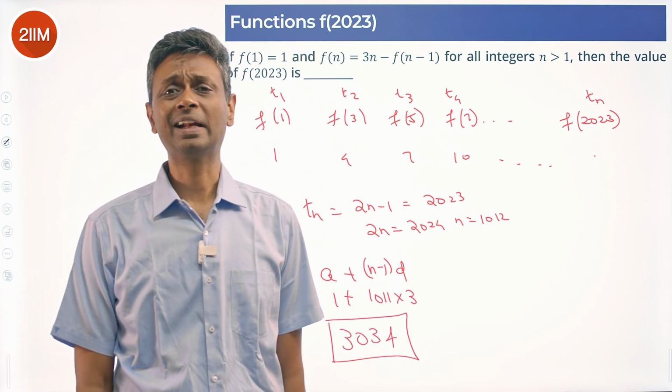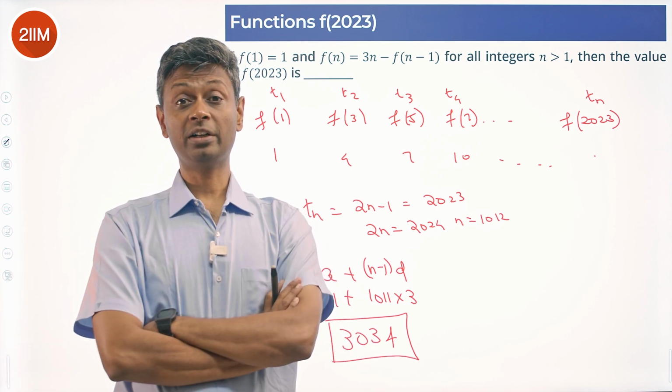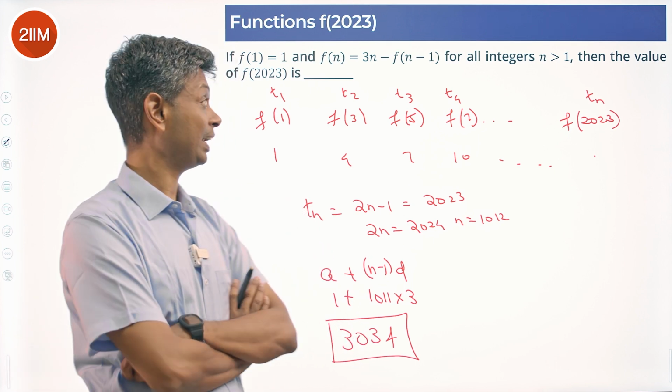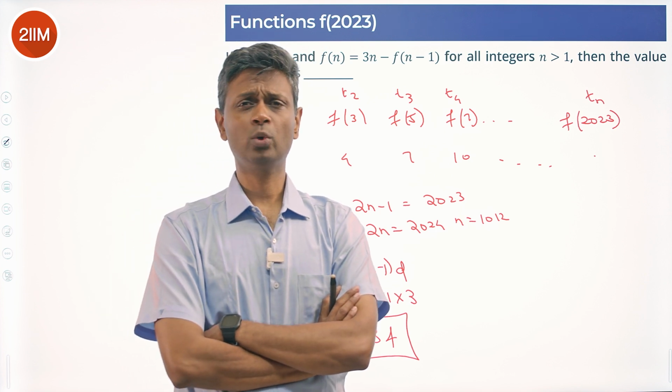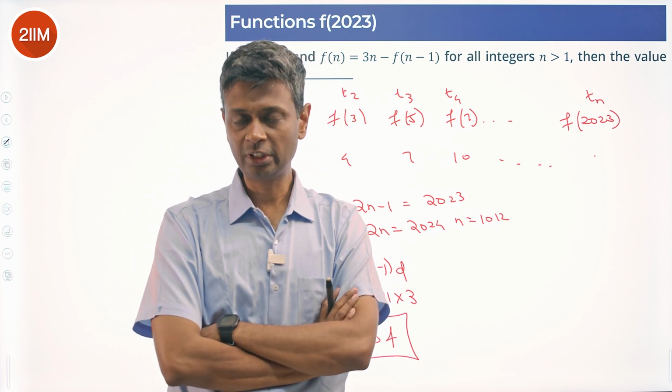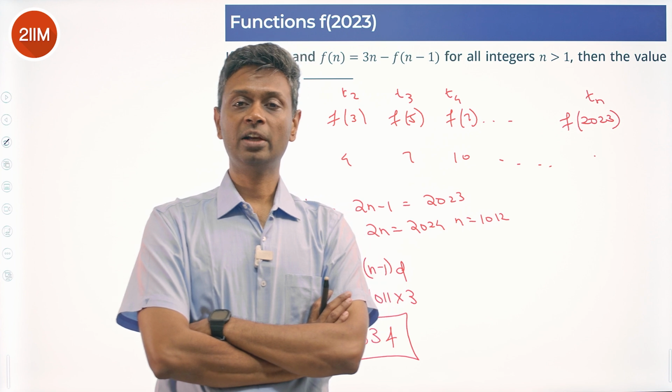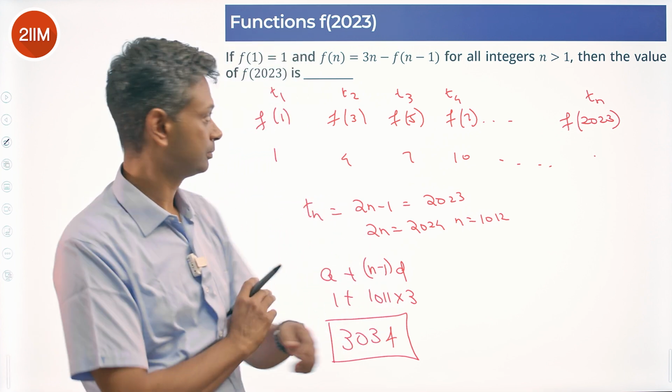Excellent question. Write down a few terms, see if there is a pattern, carve out the pattern, extract the arithmetic progression, find which term corresponds to F of 2023, plug in Tn equals a plus n minus 1 into d, simplify that.